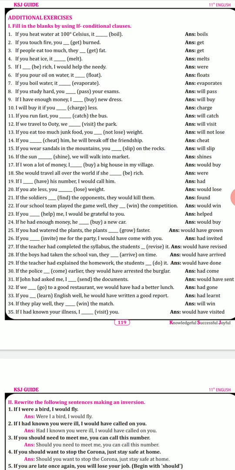And then question number 35, if I had known your illness, I visit you, with visit the verb in brackets. Had known means past perfect tense in the subordinate clause. This is an impossible condition, so here we have to add would have, and also we have to change the present tense verb into past participle form. So the answer is would have visited.